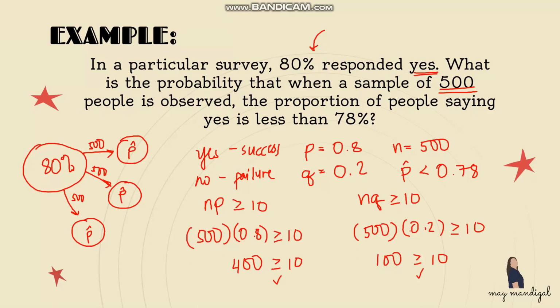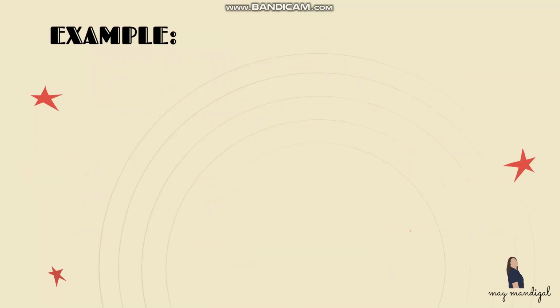So we can now apply the things that we know about the normal distribution. And that is using the z-scores. So let's now convert. So we will be using the formula P hat minus the population proportion of success, all over the formula for the standard deviation, the square root of P times Q all over N.